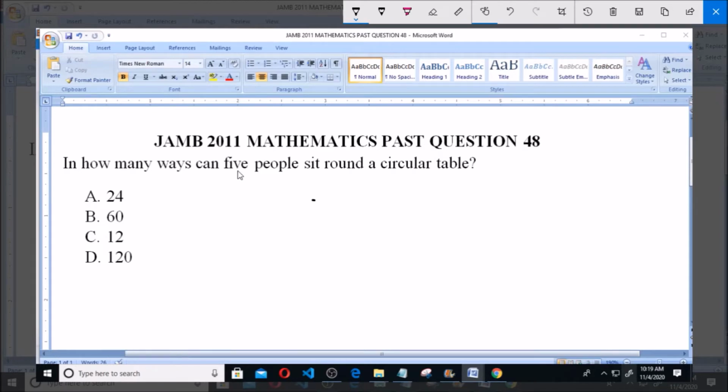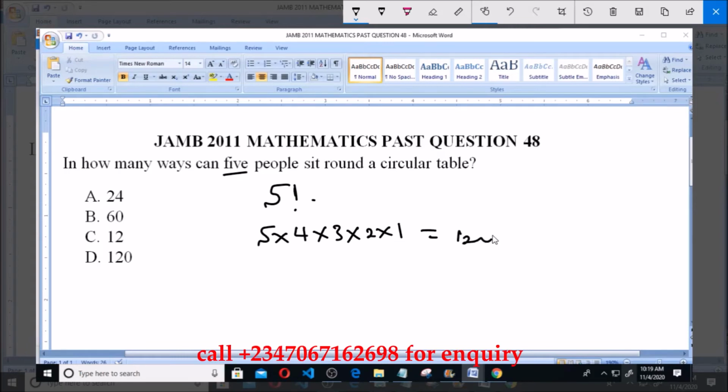Now, since you have 5 people, definitely to arrange these 5 people, it simply means 5 factorial. That is 5 multiplied by 4 multiplied by 3 multiplied by 2 multiplied by 1, and this equals 120. So that means that 5 people can sit 120 ways around the circular table, because that is the number of ways by which these 5 people can be arranged. So the answer to this question is option D, 120.